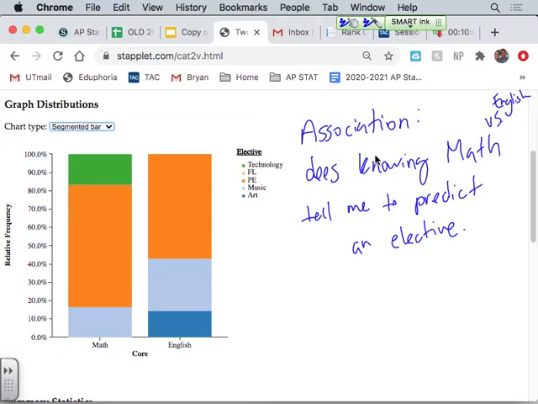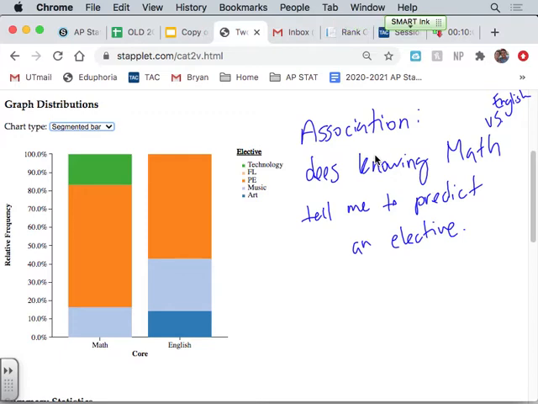So is there an association? Basically the way we're going to do this is, there's not an association if our segmented bar graphs are pretty similar. And then there is an association if they're different. So these are all kind of up for your best interpretation.